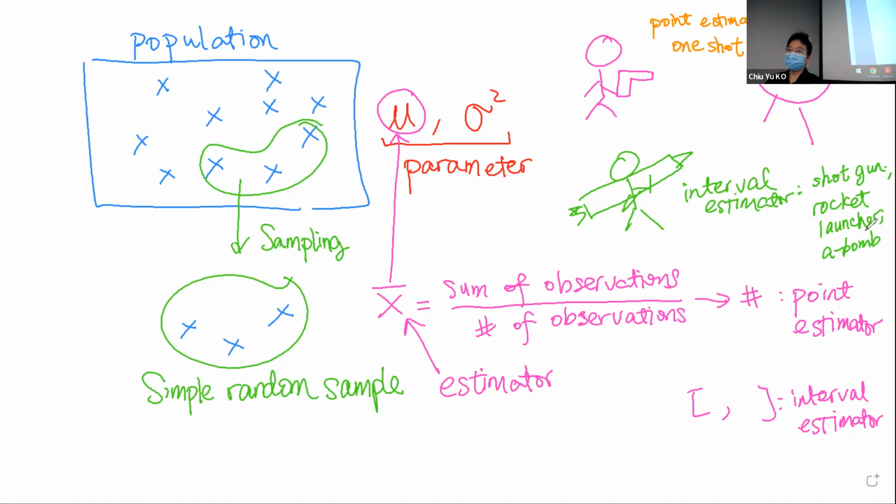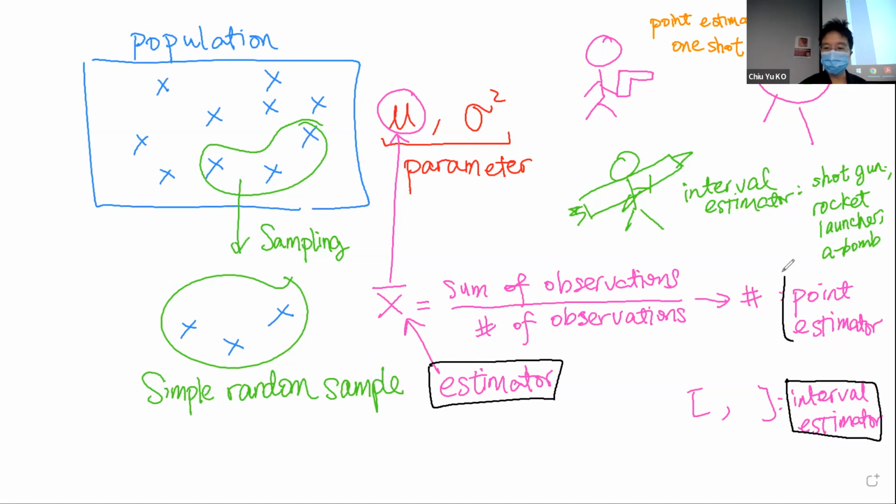Is that clear? So the main thing we want to cover is the new terminology: estimator. We have interval estimator and point estimator. And also parameter. And finally, one point I forgot to mention is called estimate.